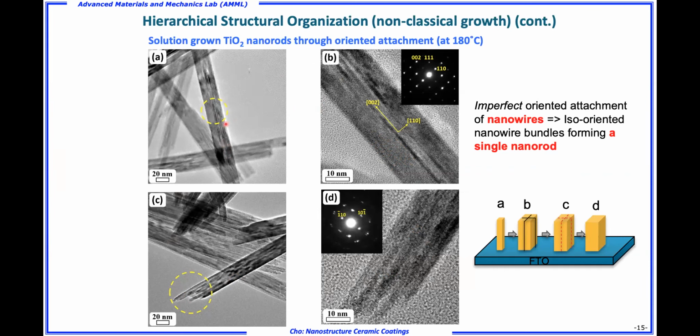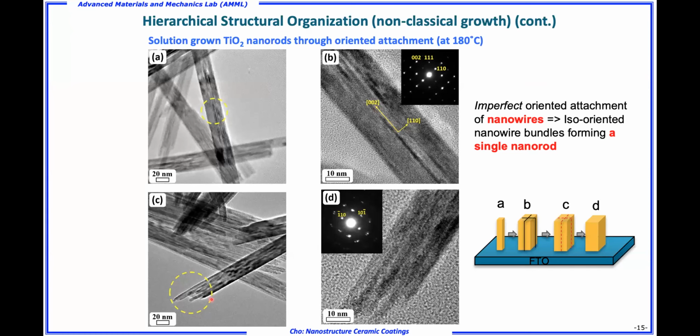So here is the example of those nanorods. And then you can see that focusing on a specific region, we get higher magnification to see the lattice image. And also we can get the nanobeam electron diffraction. This nanobeam electron diffraction looks like a single crystal pattern. So even though there are many nanowires not completely fused yet, the orientation is almost perfectly aligned. And this is the nanorod direction, the 002 direction.